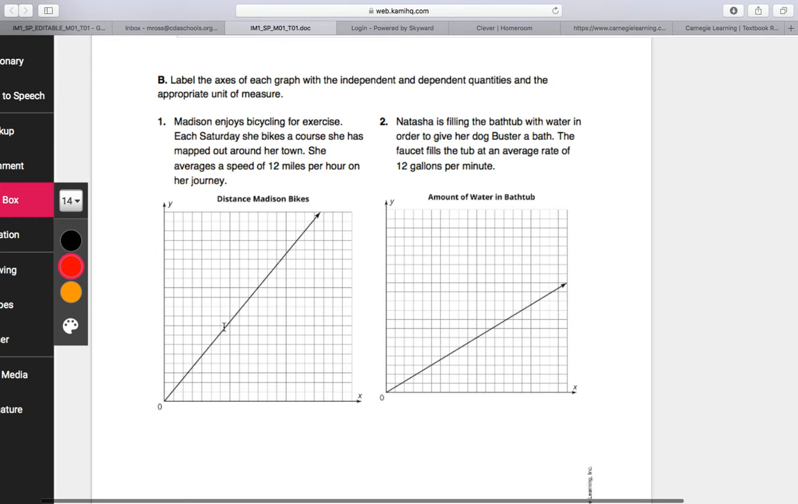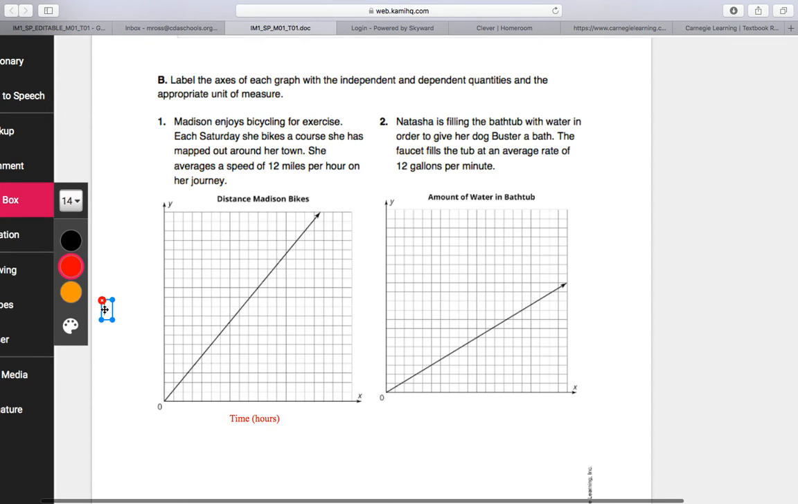So in this one, it says, Madison enjoys bicycling for exercise. Each Saturday, she bikes a course she has mapped out around her town. She averages a speed of 12 miles per hour on her journey. And so this is actually very similar to that top question that we just did. So the x-axis, we're going to label this actually our time in hours. Okay, so that's going to be represented by our independent variable, right? The longer she goes, the more miles that she's going to increase by.